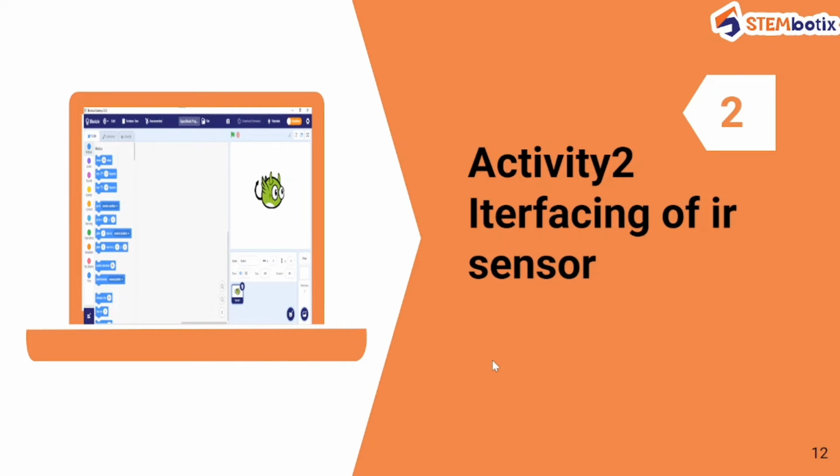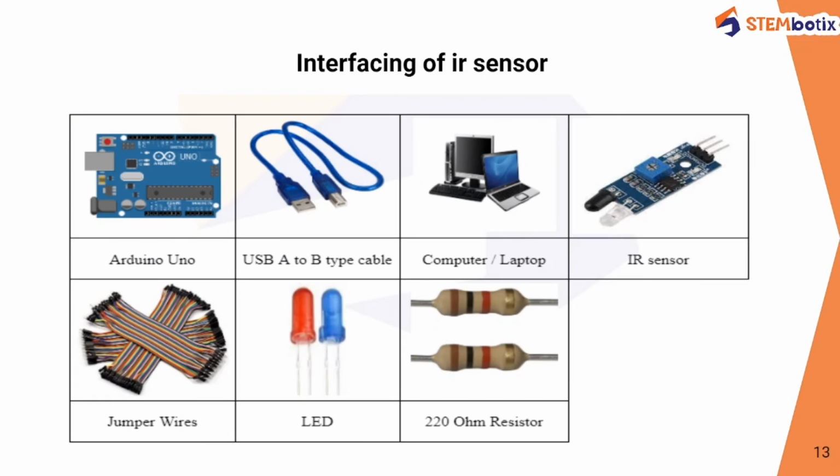Let's take activity number 2, which is interfacing of an IR sensor. So here we need some hardware like an Arduino Uno, USB type A to B cable, a laptop or a computer, an IR sensor, jumper wires, LEDs, and some 220 ohm resistors.